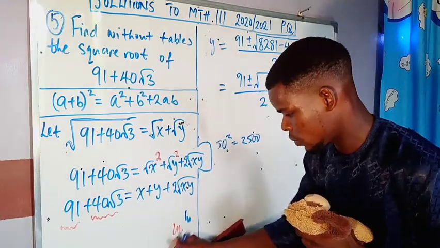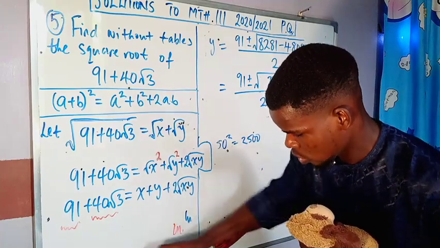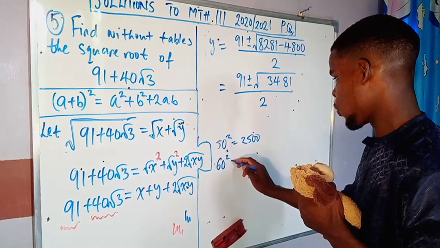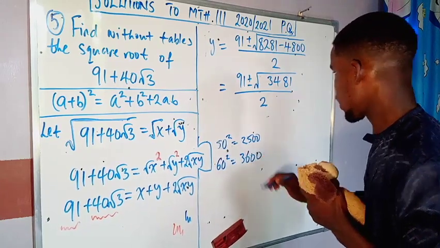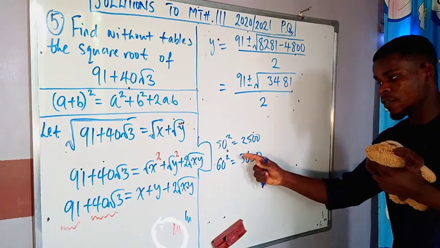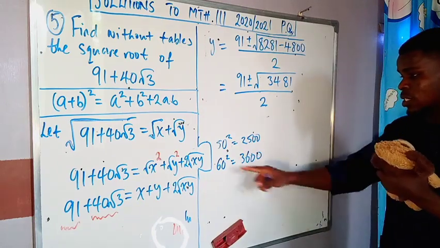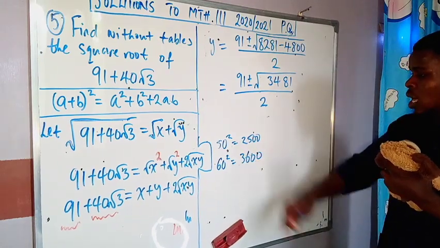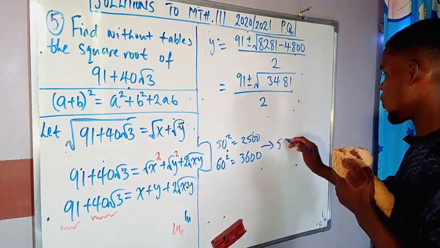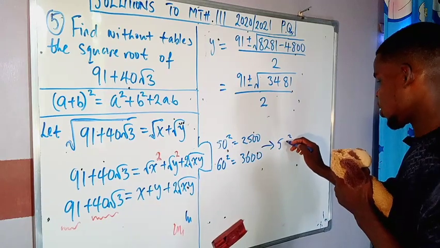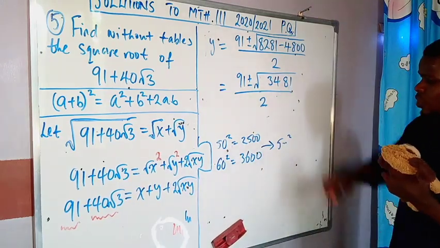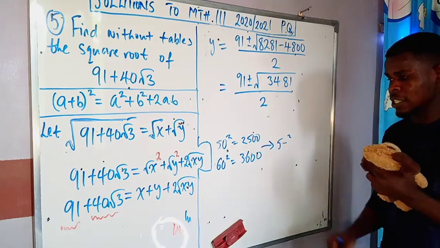Let me cover this. Now, if you square 60, we have 3,600. So this number, 3,481, is in fact very close to 60 squared, but not up to 60 squared. That means that this number must be a square of some 50-something, right? Very nice. And you can see 3,481 is very close to 60 squared.